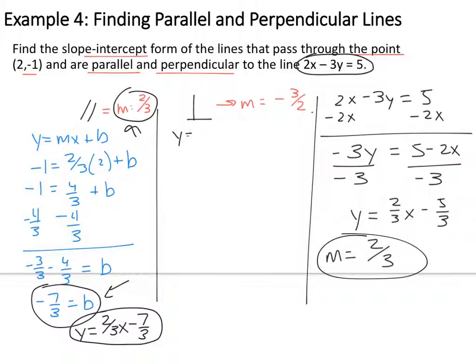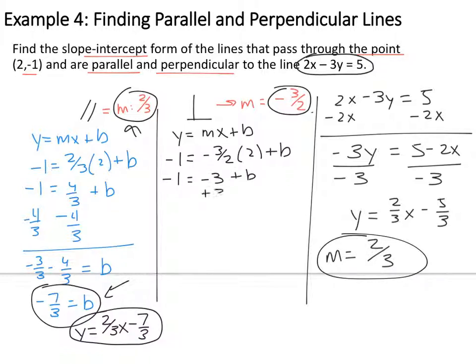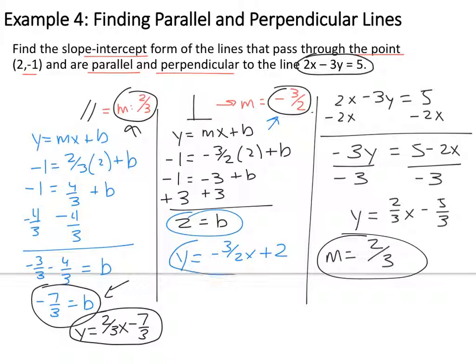So we're going to start with our formula, y equals mx plus b. -1 equals -3/2, and that's the change here because I changed my slope, times x, which is 2, plus b. So it's just a matter of simplification again. So I've got -6 over 2, so -3 plus b. So I'll add 3 to both sides. So 2 equals b. And so in this case, now I've got my slope here and my intercept. So I'll go y equals -3/2 x plus 2 for my equation.